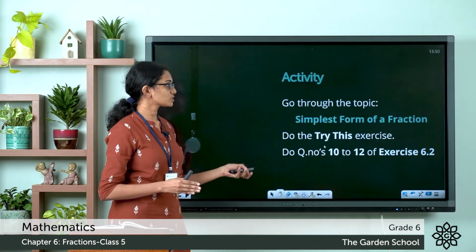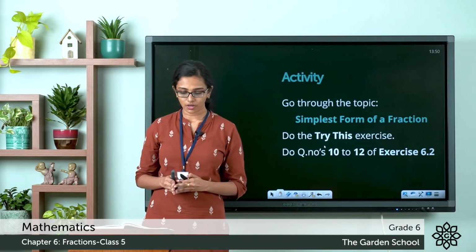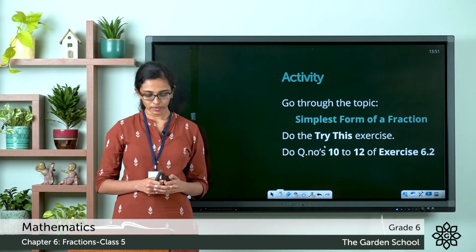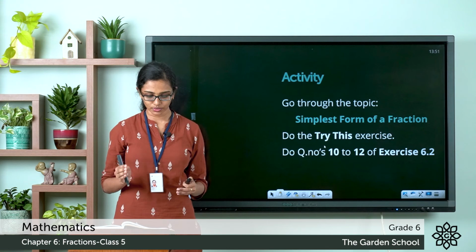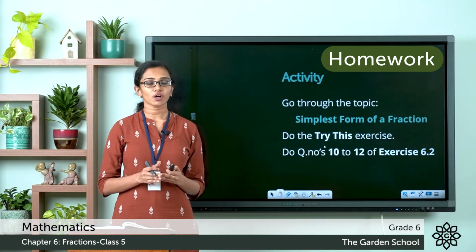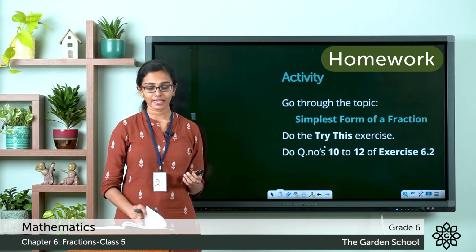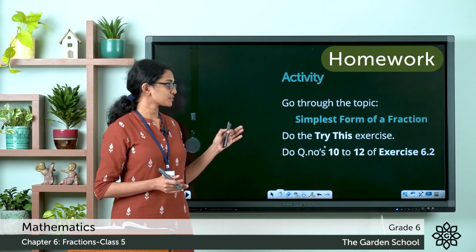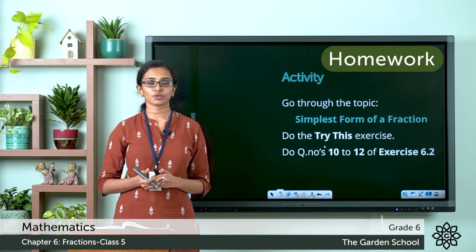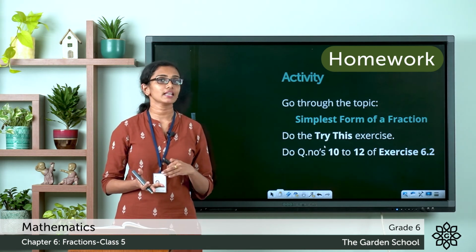Now you have to go through this topic once again. The topic is called simplest form of a fraction. This is given in page number 82. There are solved examples also given in the textbook. Please go through the same. Now as a homework, you can also try this exercise given in page number 85, and you have to complete the questions 10 to 12 of exercise 6.2. That is question number 10, 11 and 12.